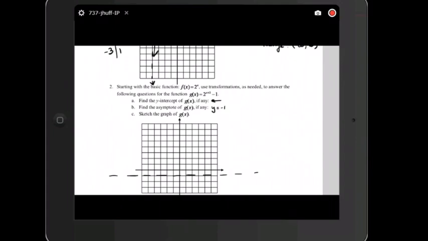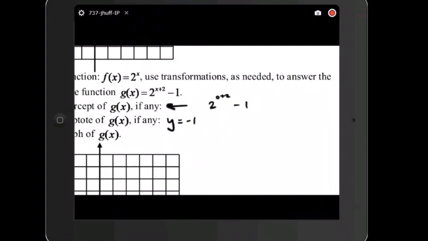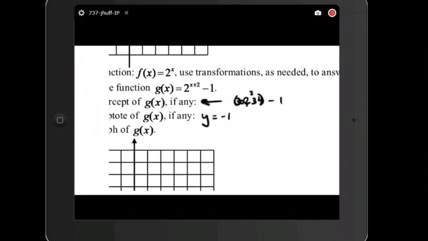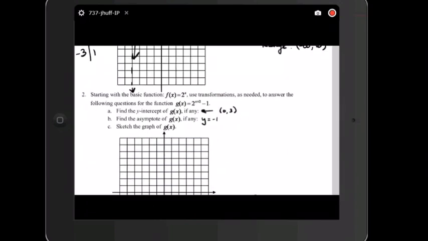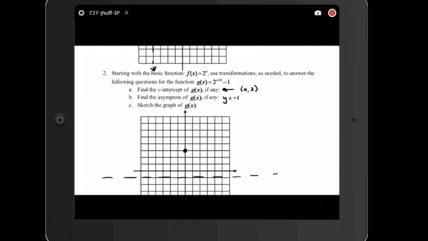Now here for part A, to find the y-intercept, again, we let x equal 0. So 2 to the 0 plus 2 minus 1. I put in a 0 for x. So 0 plus 2 is 2, 2 squared is 4, and 4 minus 1 is 3. So we plugged in 0 for x, got a 3 for y. Now we need to sketch the graph.